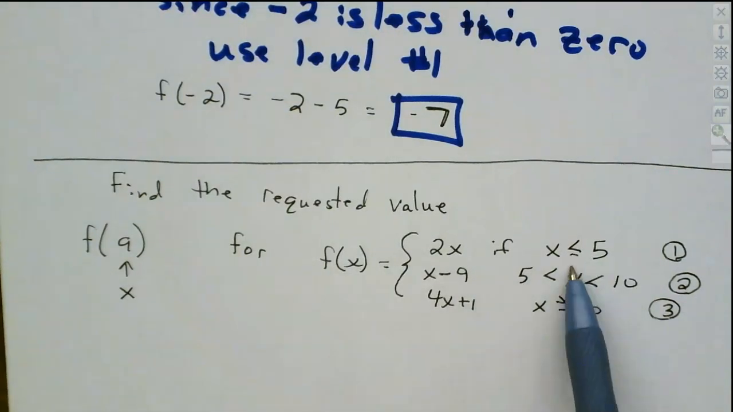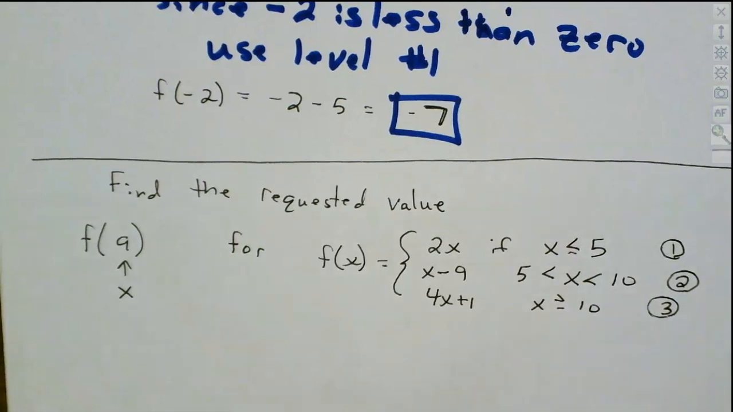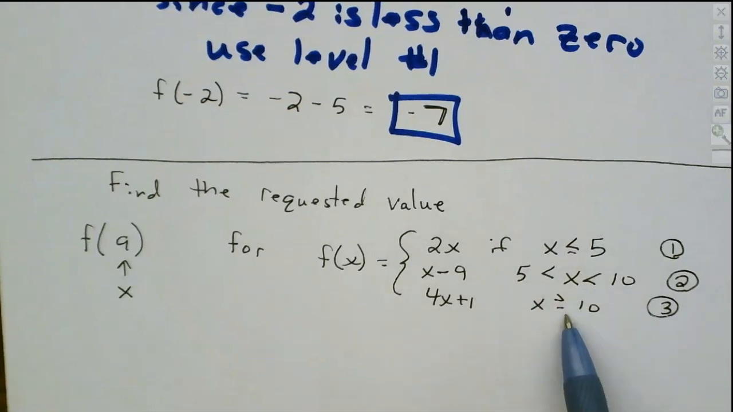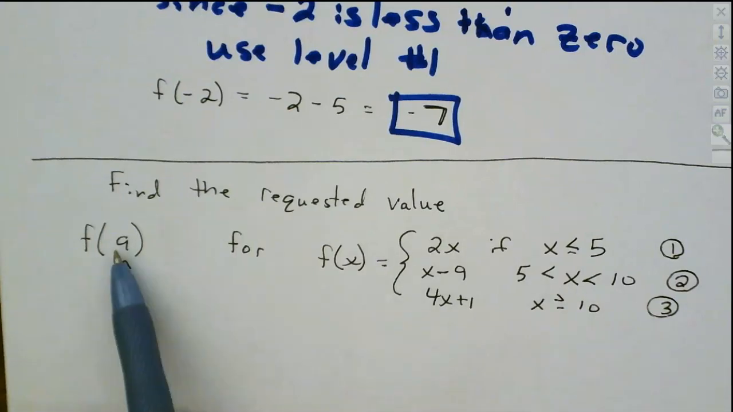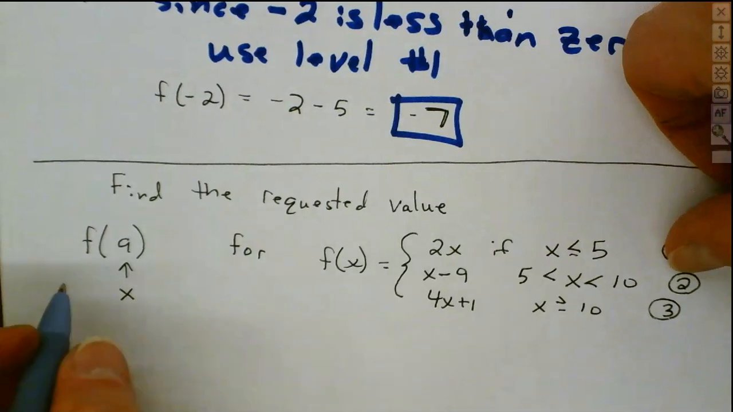So level 1, what does it say? It says if your x is smaller than 5, use row 1. Row 2, what does it say? It says if your value of x is between 5 and 10. What about row 3? If your value of x is bigger than 10, right? So what are we looking at here? 9. So where does 9 go? It goes in here, right? Why does it go in level 2?